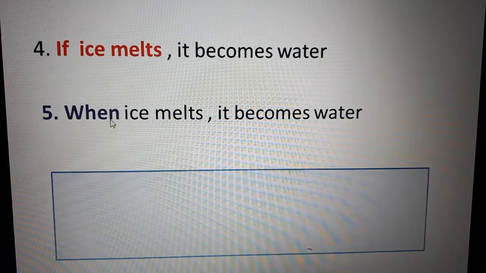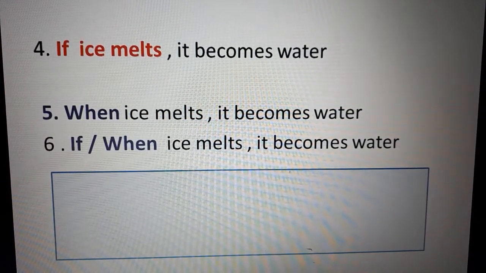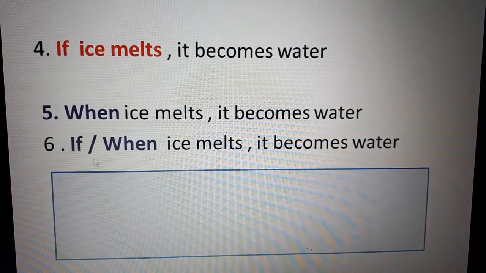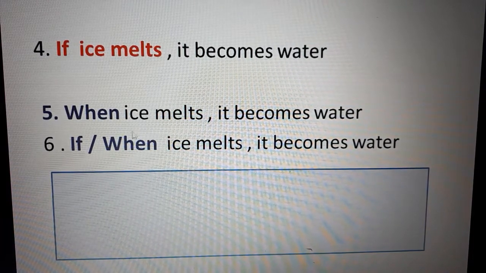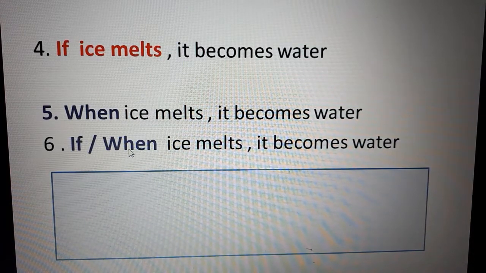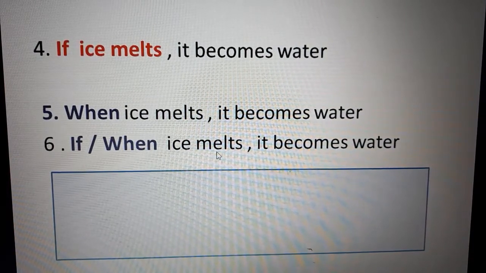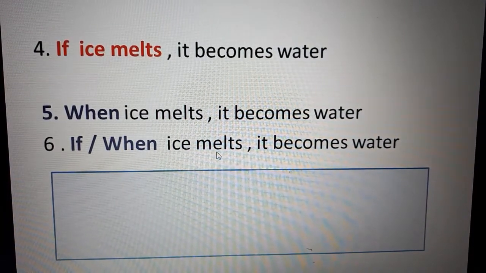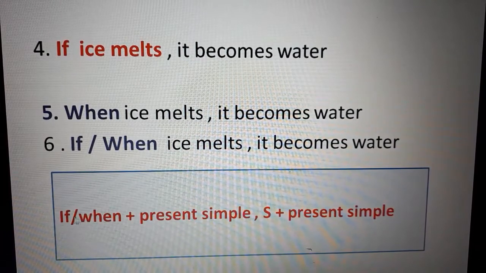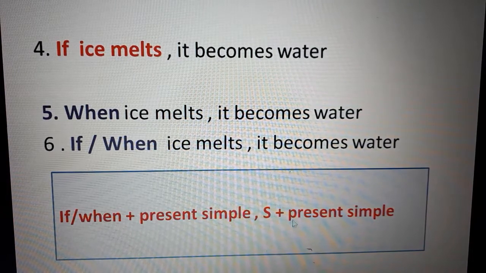What is the rule here? The rule says if or when have the same meaning. So no difference if you want to use if or when. But be careful that when comes with an if clause. Okay. The rule: if or when plus present simple, comma, subject plus present simple. Now this is the if clause, and this is the main clause.